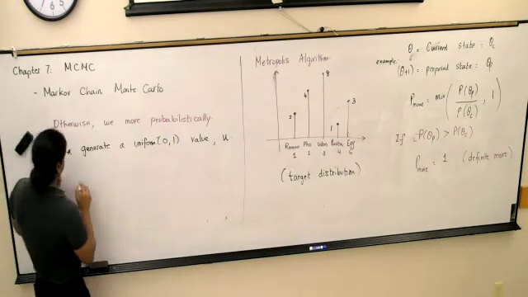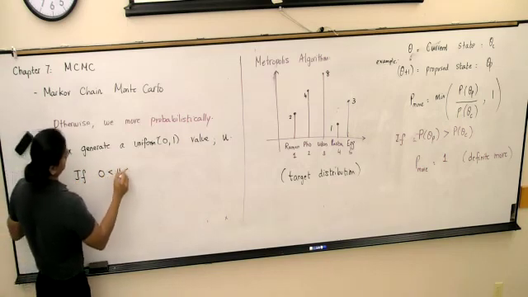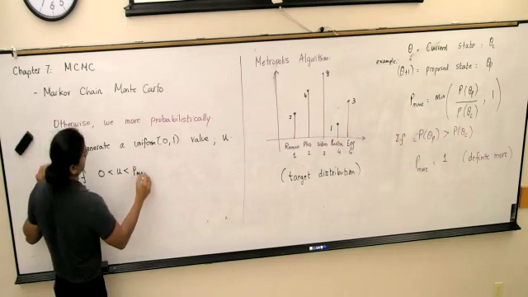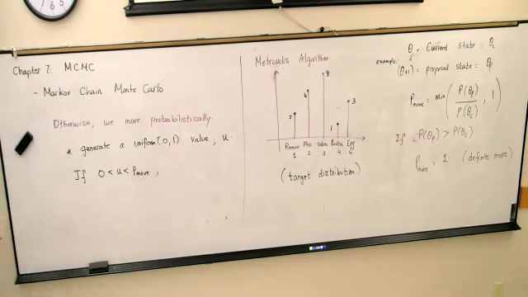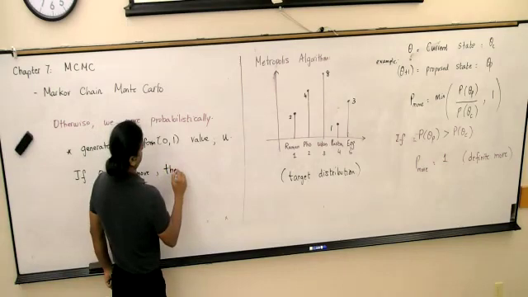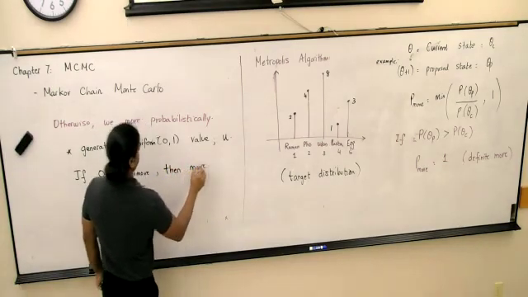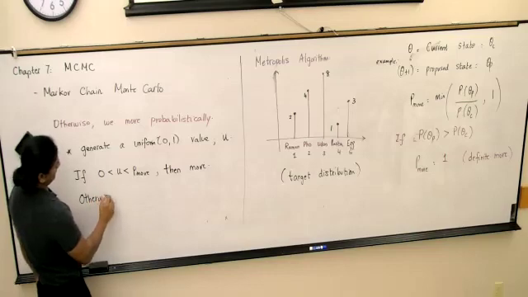If the generated value is between 0 and the probability of moving, then you move. Otherwise, stay.